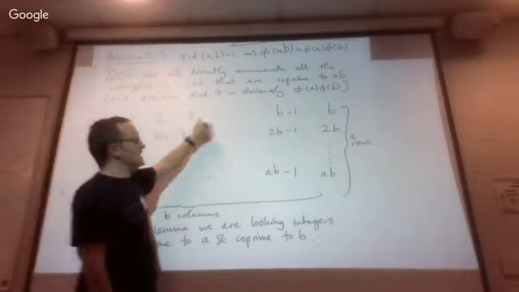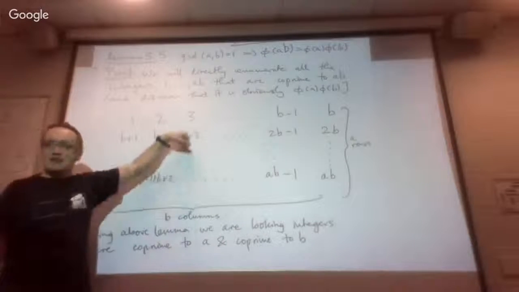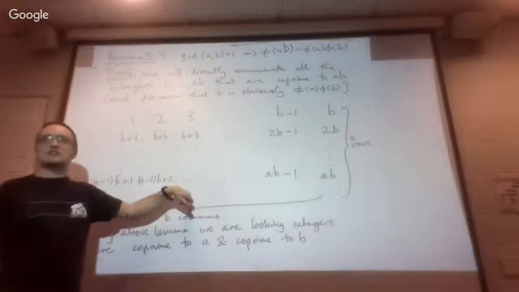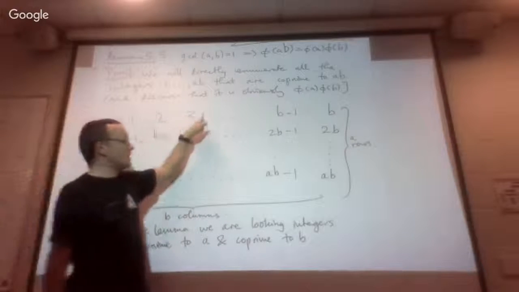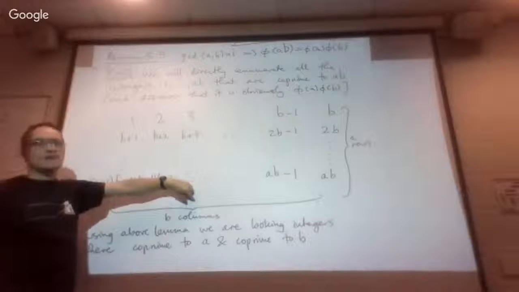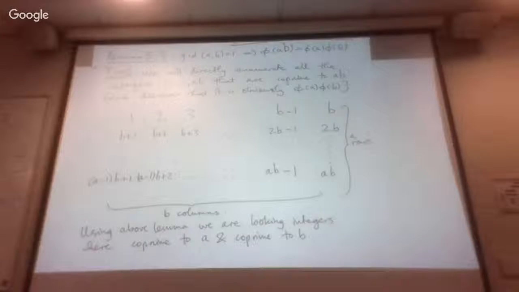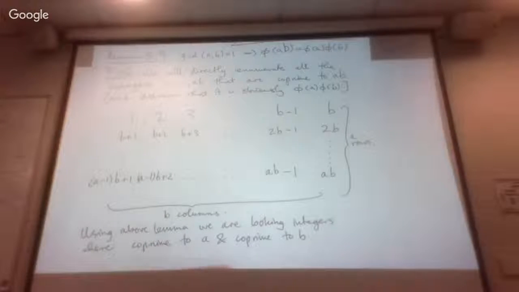If, say, 3 is co-prime to b, well, everything here is congruent to 3 modulo b, so everything there is also co-prime to b as well. So if the number at the top of the column is co-prime to b, so are all the numbers in that column. How many of those column headings are co-prime to b? The answer is φ(b). So there are φ(b) columns, all of whose entries are co-prime to b.